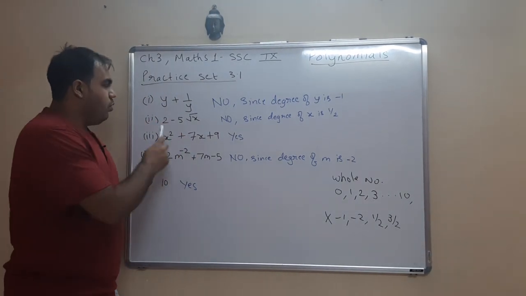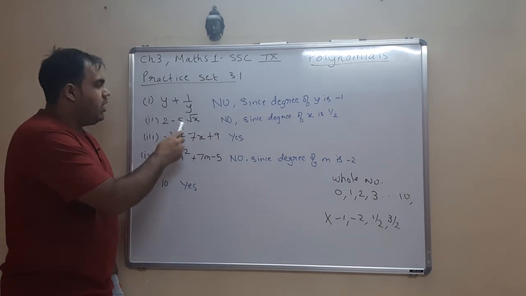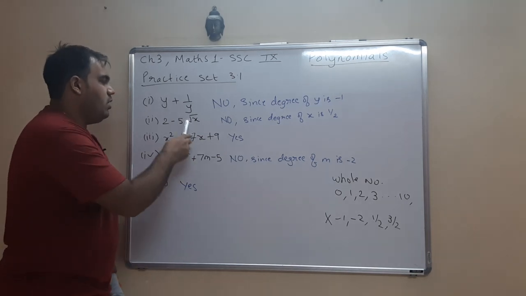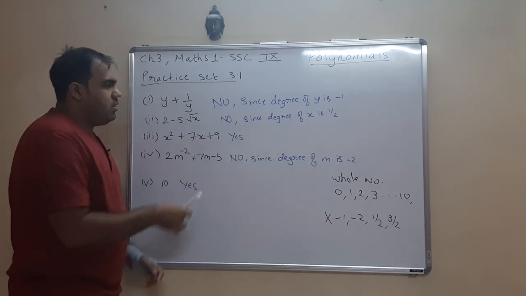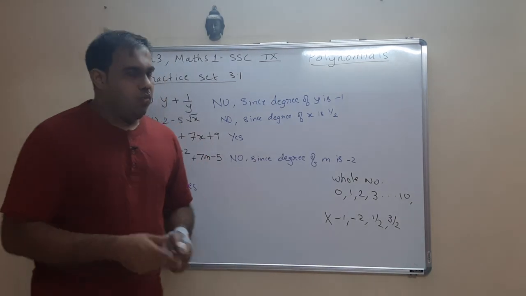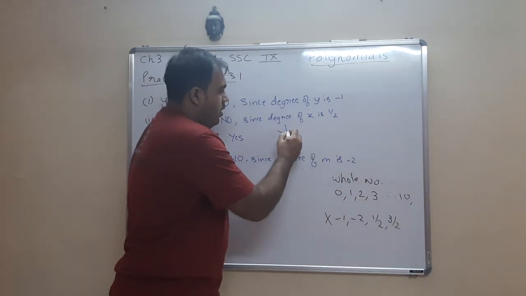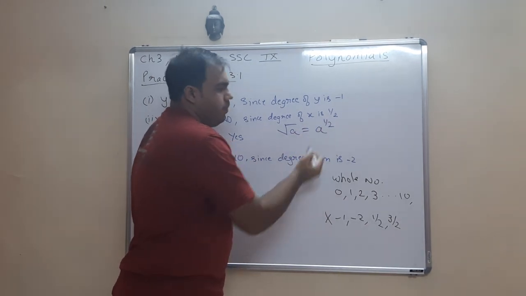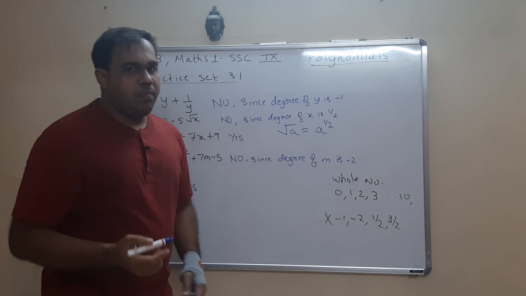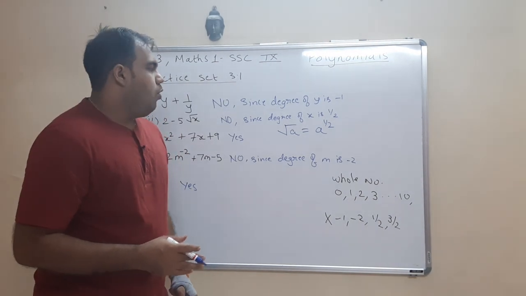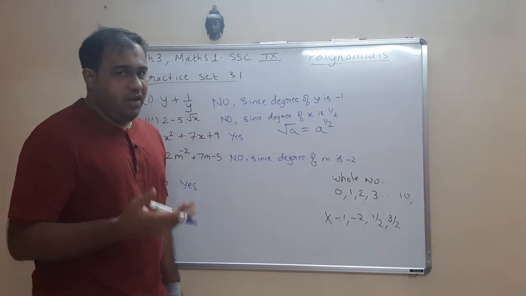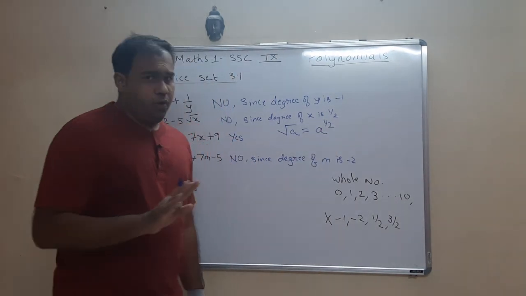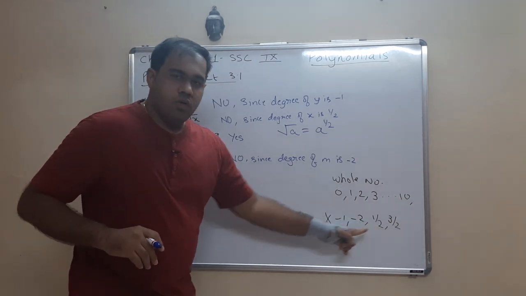2 minus 5 root x. So I have written this 2 minus 5 root x, and the answer is no, it is not a polynomial, because again there is a root x, and if you have root x, the degree is actually 1 upon 2, because if we say square root of a, it is as good as saying a raised to 1 upon 2. And the rule, like in the beginning I mentioned, what is a polynomial? The degree of the variable should be a whole number. So here the degree is not a whole number. 1 upon 2 is not a whole number. See, 1 upon 2 is not a whole number.